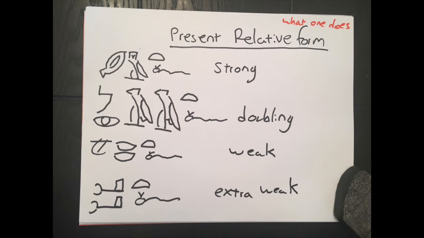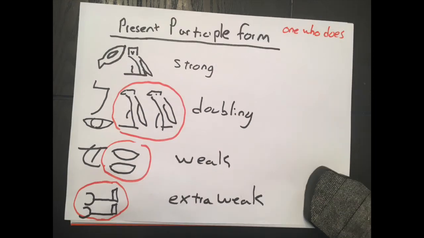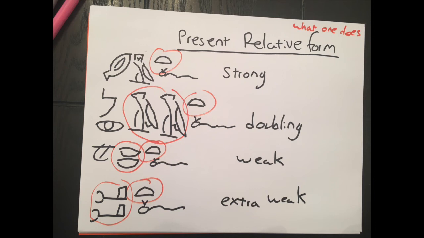What he hears, what he sees, what he loves, and what he does. Now we're looking at the present participle form. The clue is doubling, just like in the relative form. Or just like in the participle.